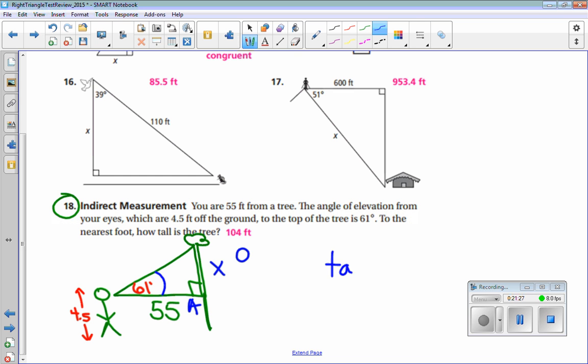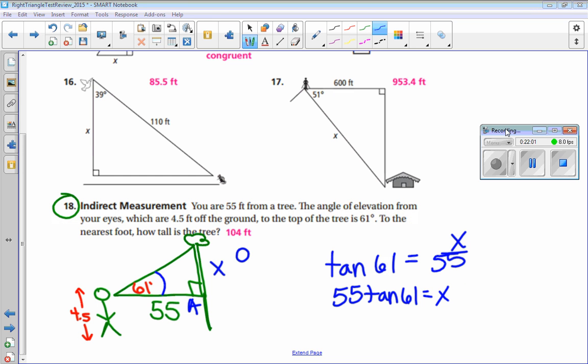Uh-huh. Very good. All right, how do I solve this? What am I going to do? Let's see, who haven't I called on? Valon. How do I solve it? Good, multiply both sides by 55. So I just have 55 times the tangent of 61 is equal to x. Now, when I type it into my calculator, it's not the answer it gives me. 55 times the tangent of 61. I get 99.2, okay? Or 99.